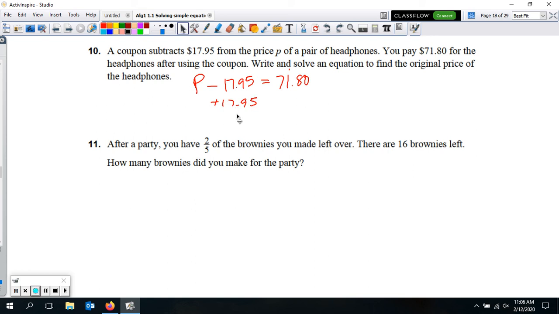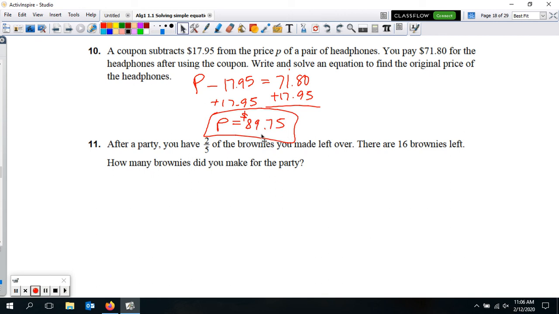So that cancels these out here. We're going to add $17.95 on this side as well. So again, we can add down. That's going to give us 5. This is going to give us 17, so it's going to be 75 cents here. We're going to carry a 1. And so we got 7, 8, 9, and then 8. So 89, looks like it's 89.75. So that would be our total price. Our original price of those headphones was $89.75.